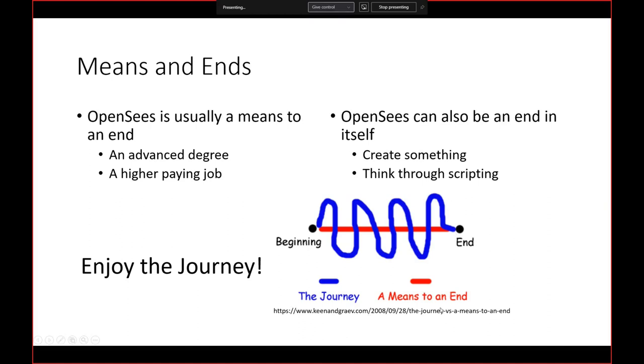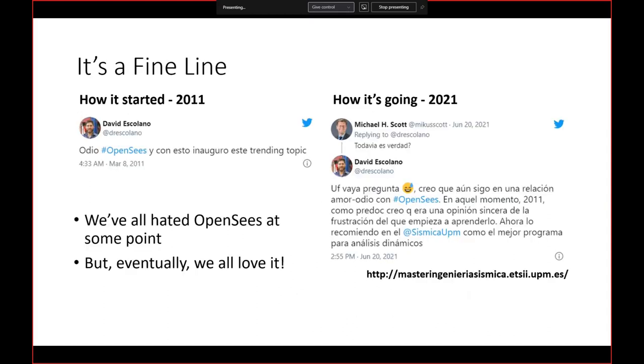And I found this graphic from this website down here. But again, enjoy the journey. Be creative. And I'm going to pick on David a little bit, but it's a fine line between love and hate. I think we've all hated OpenSees at some point. This was the first tweet about OpenSees that I could find from 10 years ago.